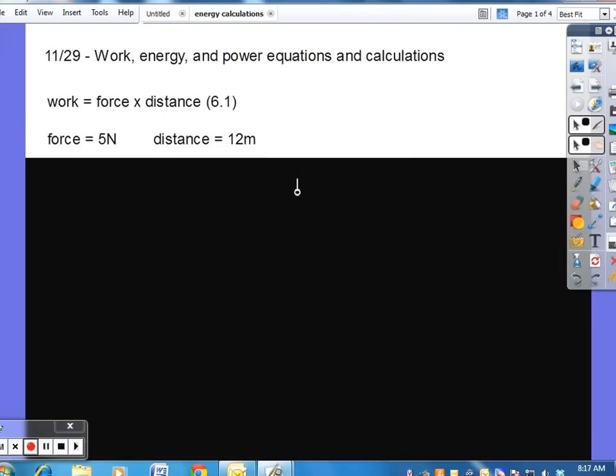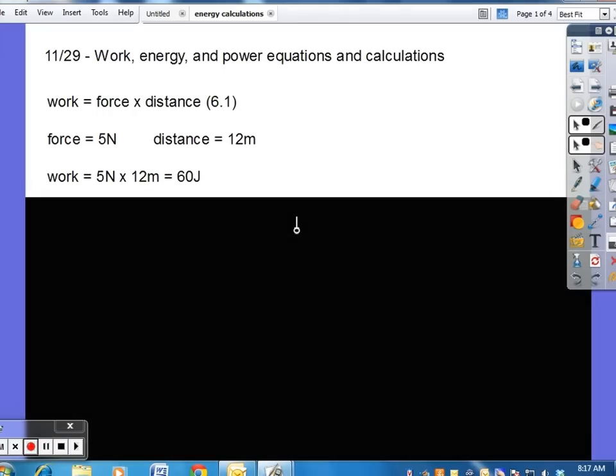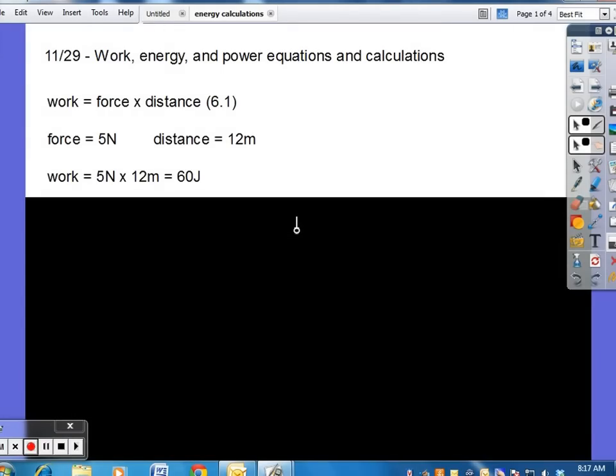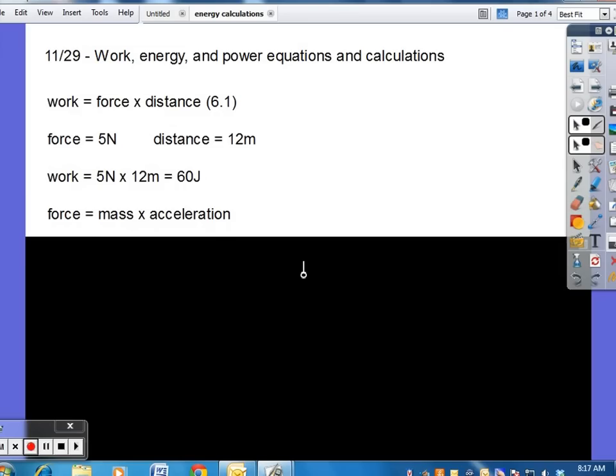So if you have a force of 5 newtons and a distance of 12 meters, go ahead, pause the video, and calculate the work. You should have gotten work is 5 newtons times 12 meters, which equals 60 joules. Work, like energy, is measured in joules, and I'll show you how that all pulls together in a second. Remember that through Newton's second law, force equals mass times acceleration.